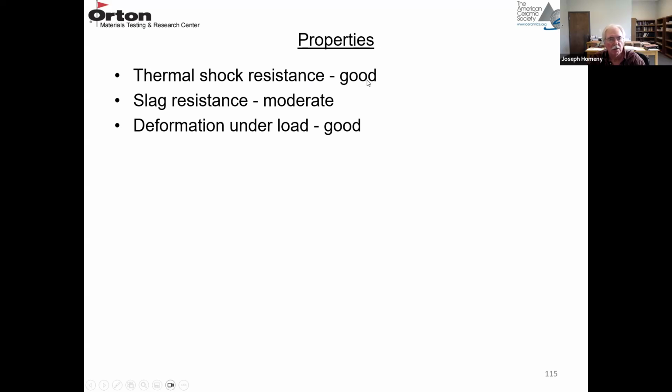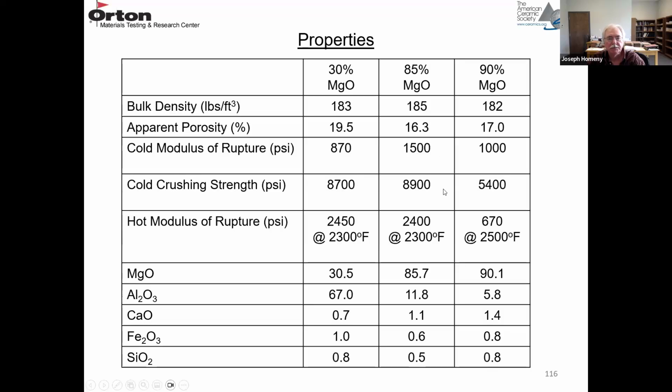These generally have pretty good thermal shock resistance, good hot strength and creep resistance, but their slag resistance is basically average. So these are sort of the key properties. For most refractories, they have to have thermal shock resistance, corrosion resistance, and high strength.